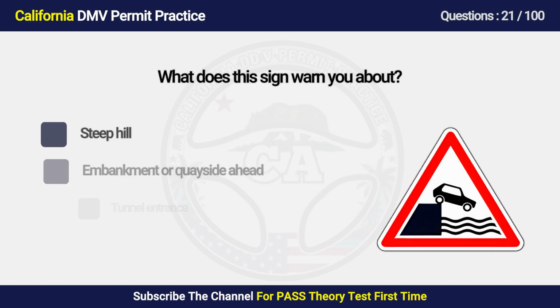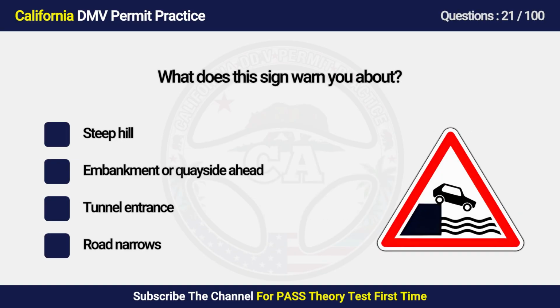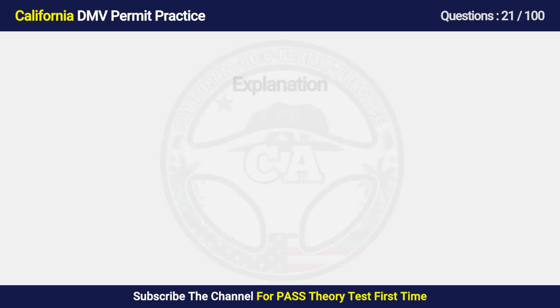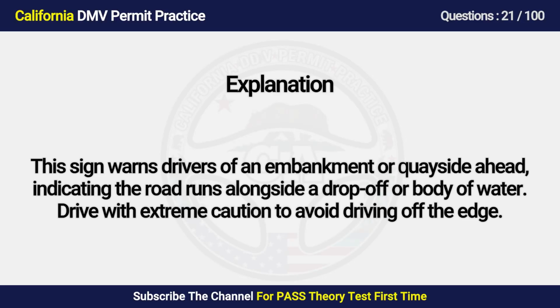Question 21. What does this sign warn you about? A. Steep hill. B. Embankment or quayside ahead. C. Tunnel entrance. D. Road narrows. Answer is B. Embankment or quayside ahead. This sign warns drivers of an embankment or quayside ahead, indicating the road runs alongside a drop-off or body of water. Drive with extreme caution to avoid driving off the edge.